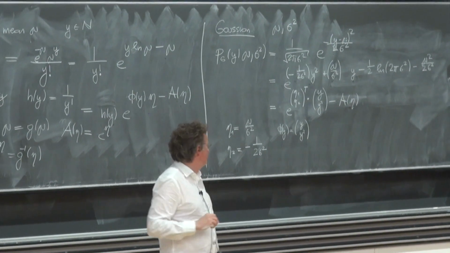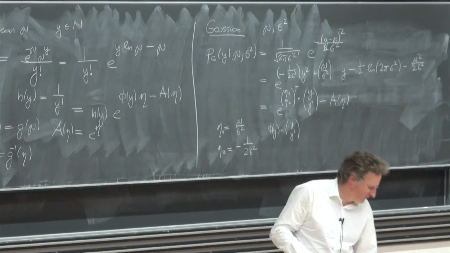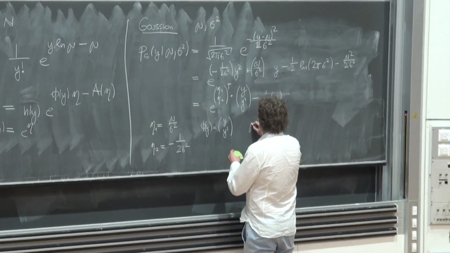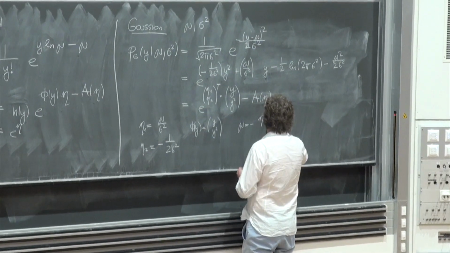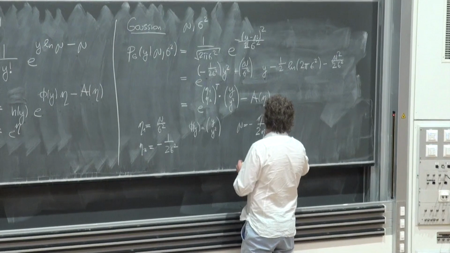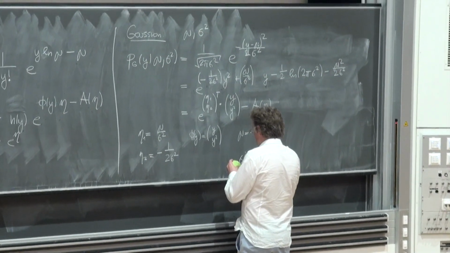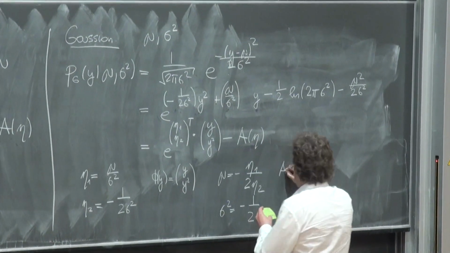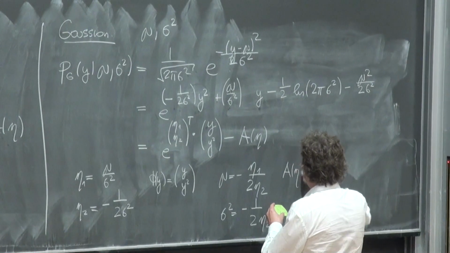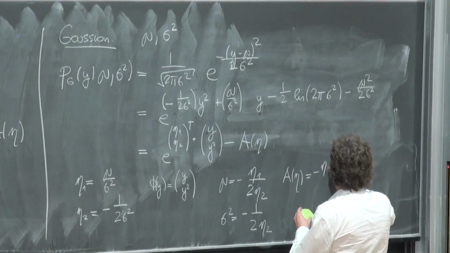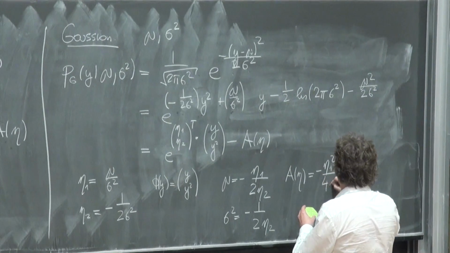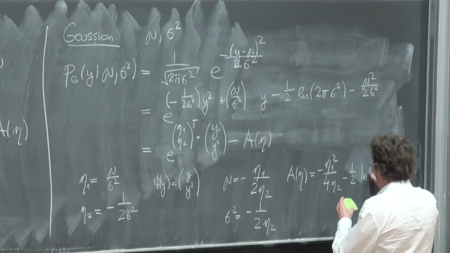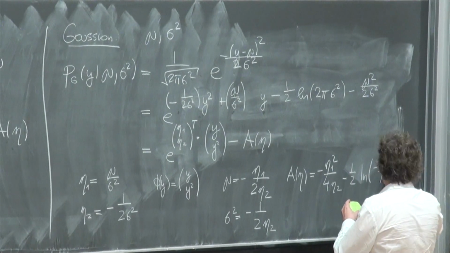And so now let me just write down the inverse functions. Let me just copy it here. So we can also write the inverse function: mu is minus eta 1 over 2 eta 2. Sigma squared is minus 1 over 2 eta 2. And A of eta is equal to minus eta 1 squared over 4 eta 2 minus a half log of minus eta 2 over pi.